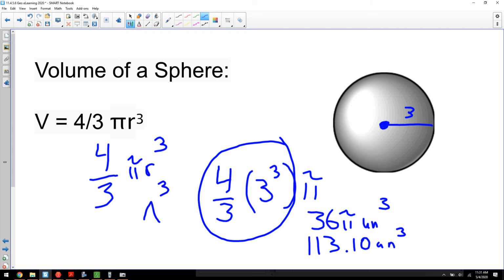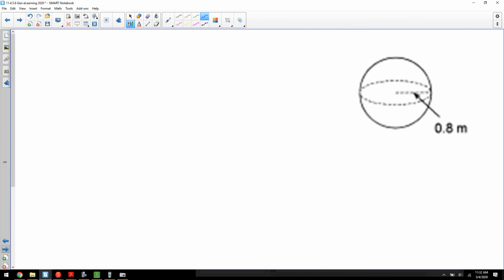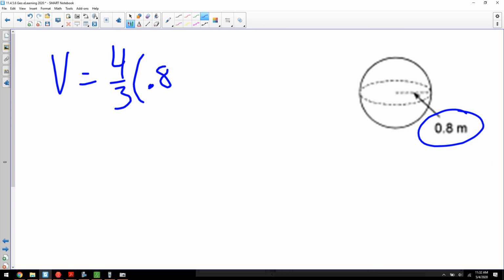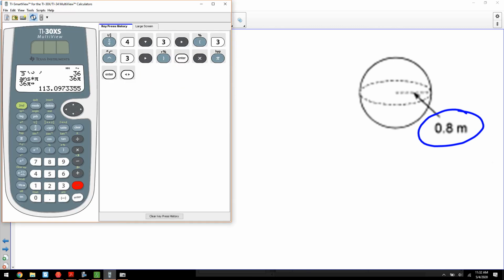Let's try another one. I wanted to pick a couple that had some weirder decimal values for you so you can start to see that it's okay that you get weird decimals and crazy numbers. Perfectly fine. Remember, volume here is 4/3, 0.8 cubed times pi.